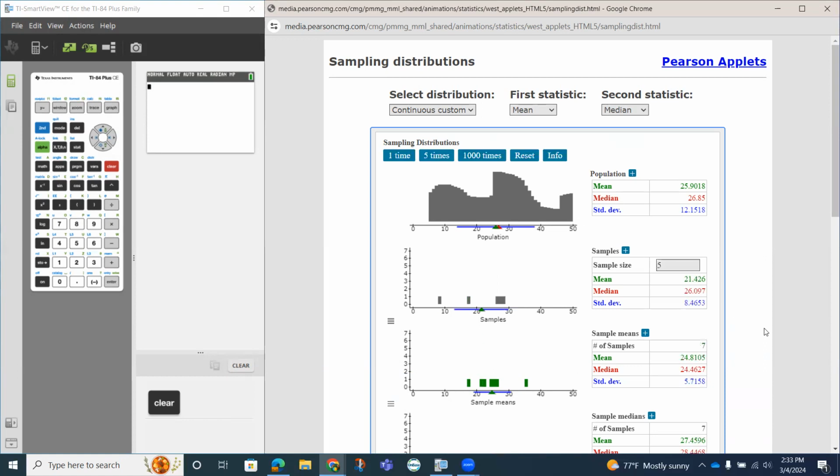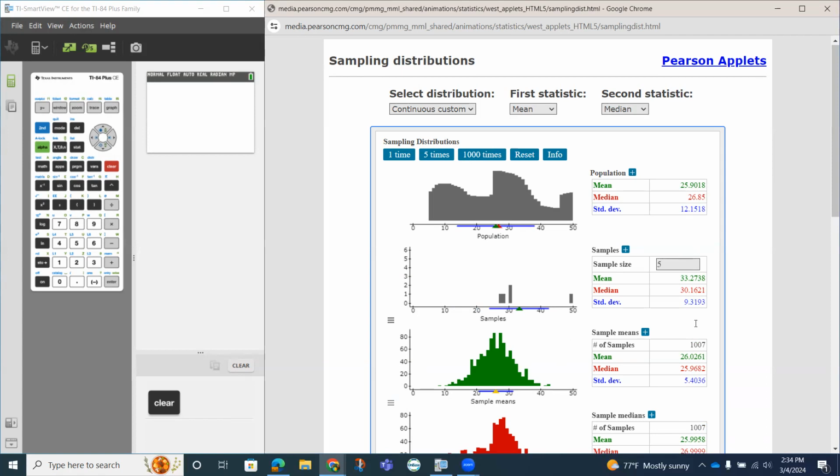So we're now up to 7 times. We've actually pulled out 7 samples of size 5, and we have 7 sample means. Notice how we really don't have a whole lot going on until we do this a lot of times. If we jump this up to 1,000 times, notice how we start to take on the shape of a normal distribution. Notice that our mean is this 25.9018. The standard deviation was this 12.158.